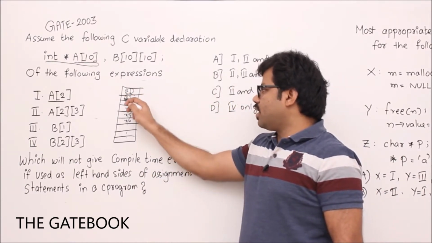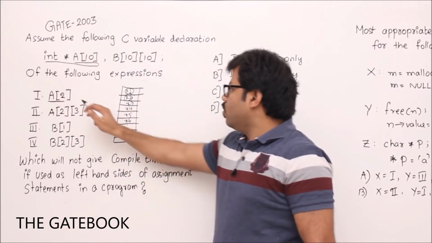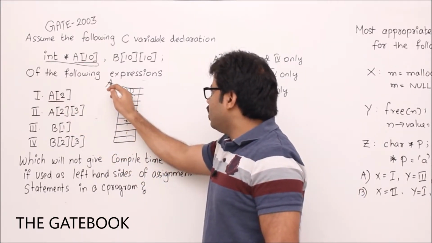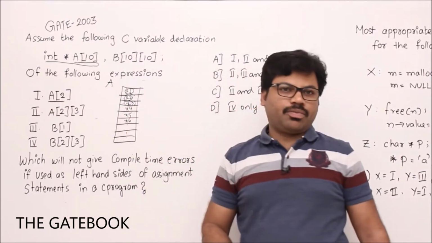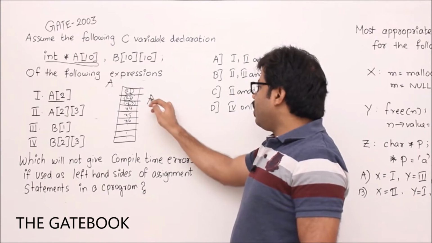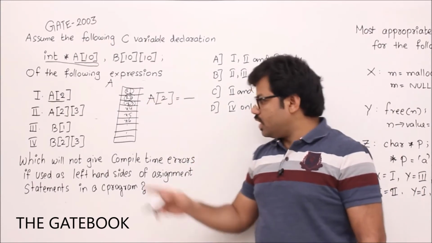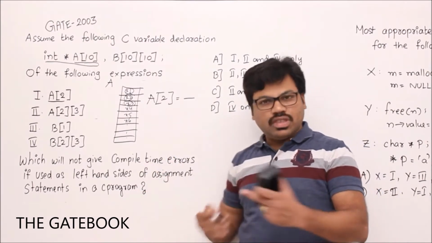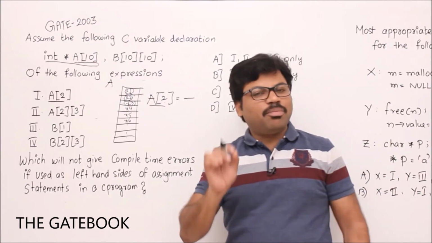Now, what is x1? Integer pointer. What is x2? Integer pointer. Now, what is a[2]? This is array a, then this is a[0], a[1], a[2]. That means x3. Now the question: can we write a[2] equal to something? Which of the following gives a compile time error if you use them on the left hand side? If I use a[2] on the left hand side, it should not give a compile time error.